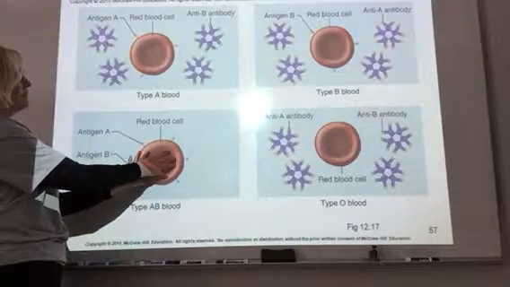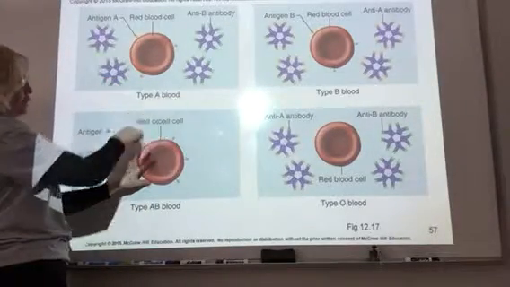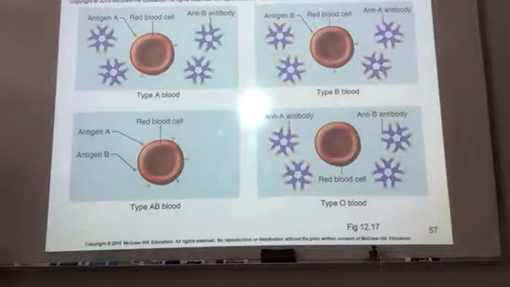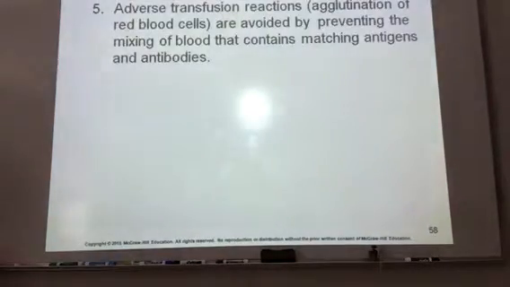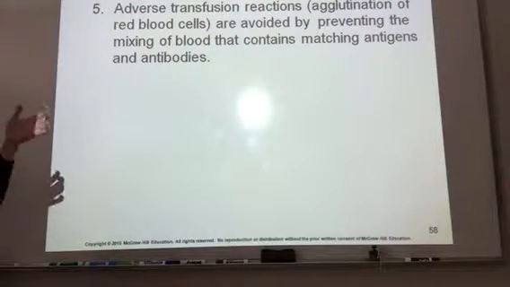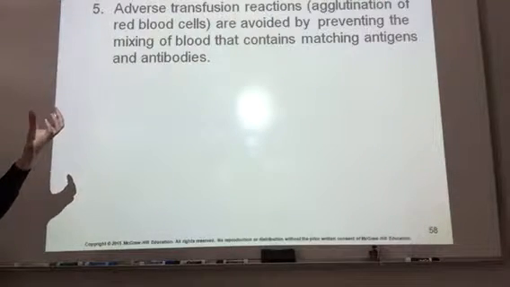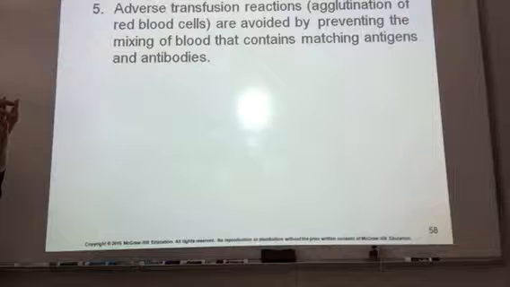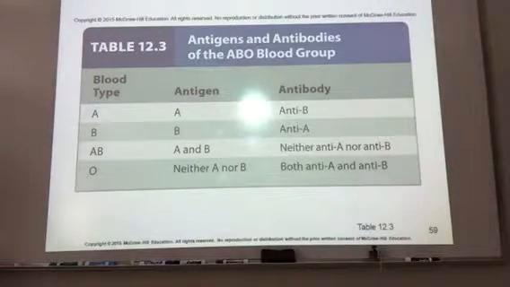AB can receive from anybody because these are going to attach to these proteins. So what happens, bad transfusions are going to cause clotting of those red blood cells because those antigens, those proteins, are going to hook to antibodies, and if they hook up, clotting or coagulation, agglutination is going to occur. So here's a table that shows it.